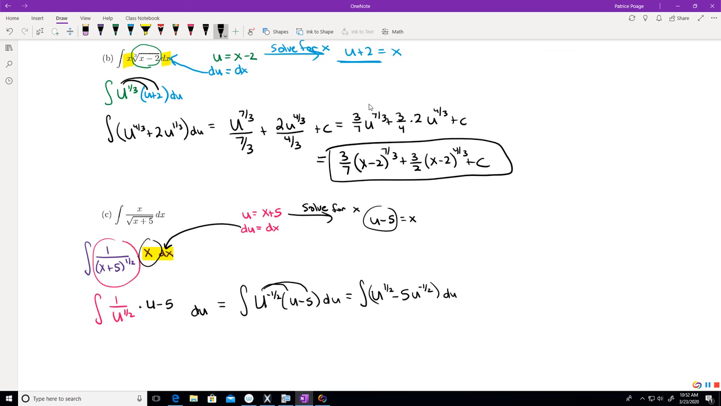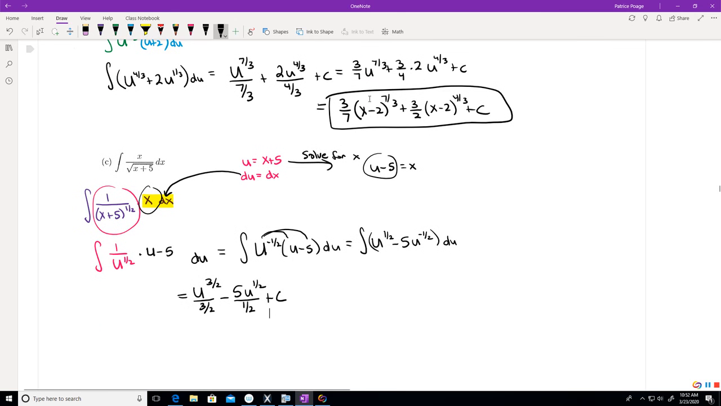And now I can integrate. So integrating, I would get u to the 3/2 divided by 3/2, minus 5u, negative half plus 1 is positive half, divided by positive half, plus c. Dividing by a fraction, same thing as multiplying by the reciprocal. So I'll have 2/3, and I'm going to replace my u with what it equals. Dividing by half, same thing as multiplying by 2. So 2 times 5 is 10. Replace my u.